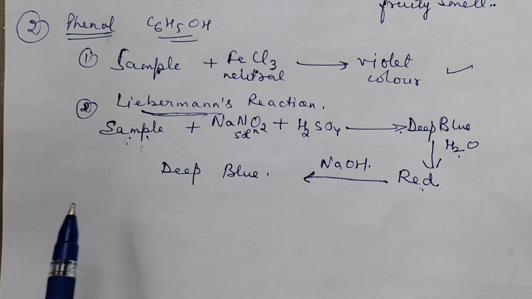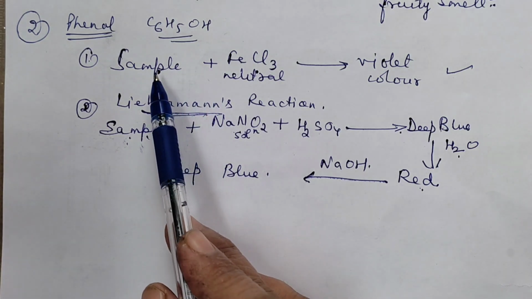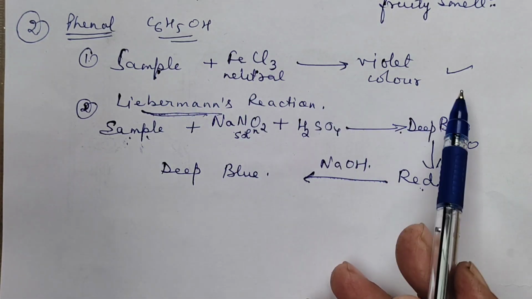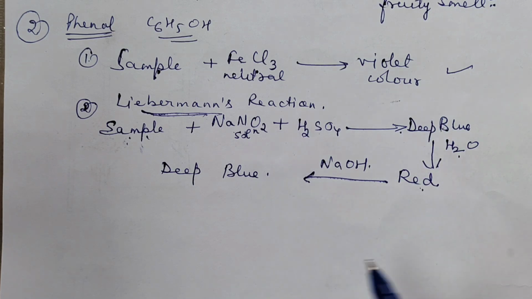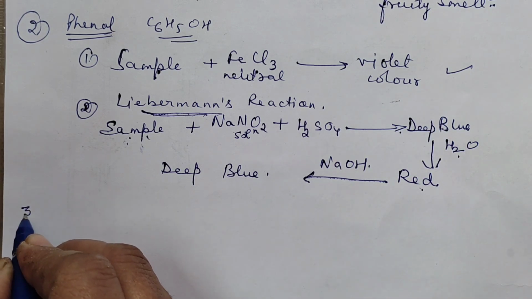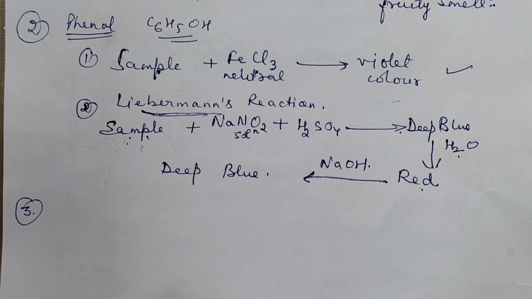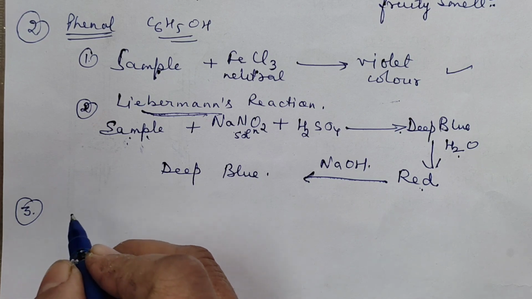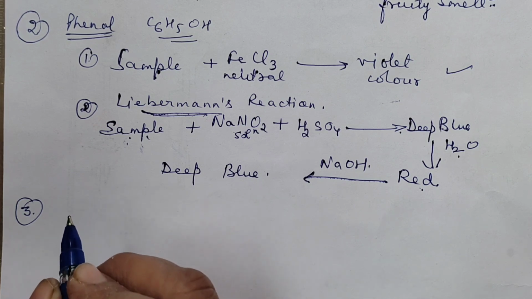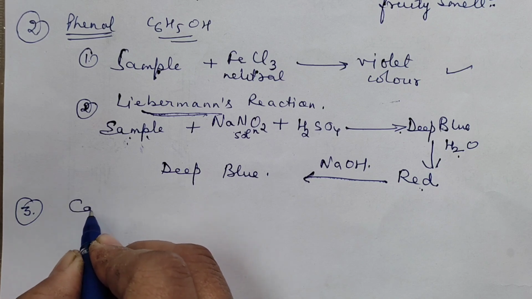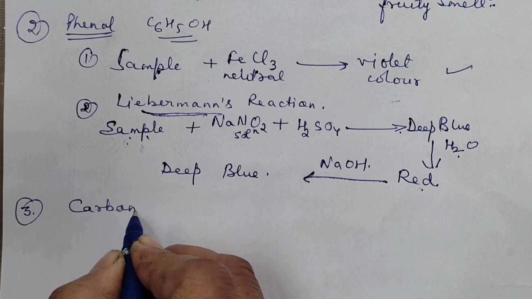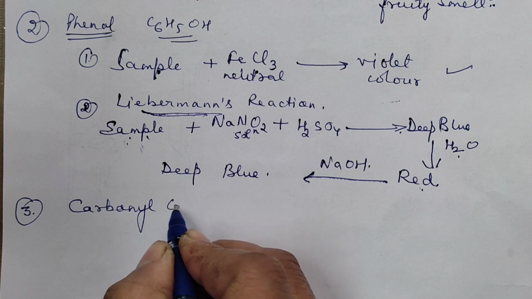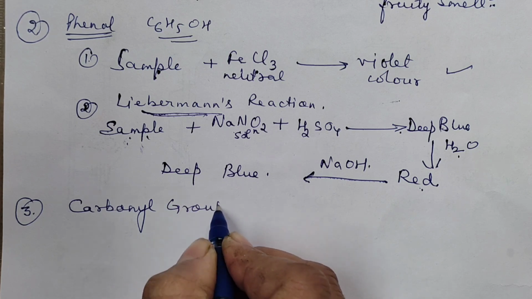Suppose you got phenol absent, you will say ferric chloride, no characteristic color obtained, phenol absent. Then you go ahead with the third one. Right, the third test is actually for aldehyde. So the test which we are performing here is carbonyl compound test, carbonyl group presence test we are doing.